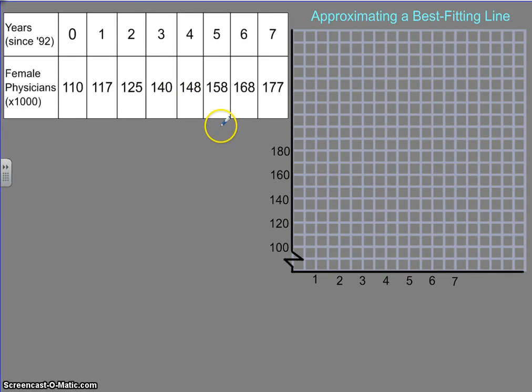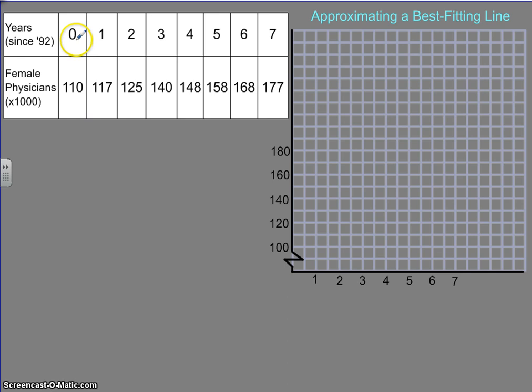Okay, let's do a scatter plot and approximate a best fitting line. I've already got the graph set up, and notice this little thing here. When you skip a little bit, say you don't have any data until you get to a very large number, sometimes you'll see this. They kind of skip the first 100 and start here. And that's okay right now.